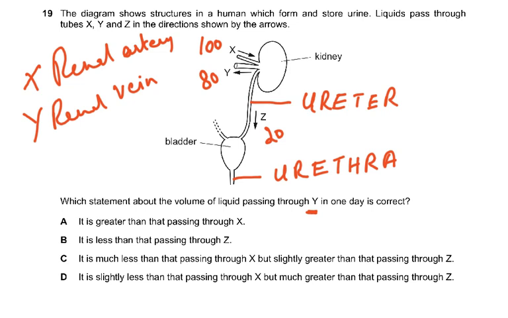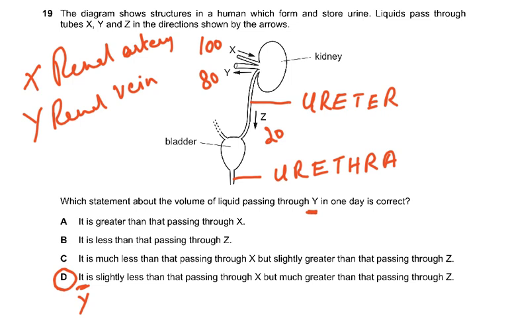So which statement about the volume of liquid passing through Y in one day is correct? If you remember these figures, then you can get all this right, and you can understand that it is Y, because they are asking about the liquid passing. So Y is less than X, but much greater than that passing through Z. So if you now read all the options, you can understand why the answer D was correct. But why is A wrong? That means Y is more than X. No, Y is 80, X is 100.